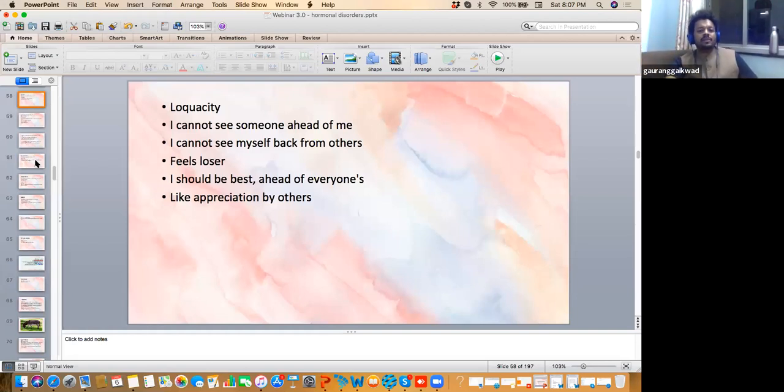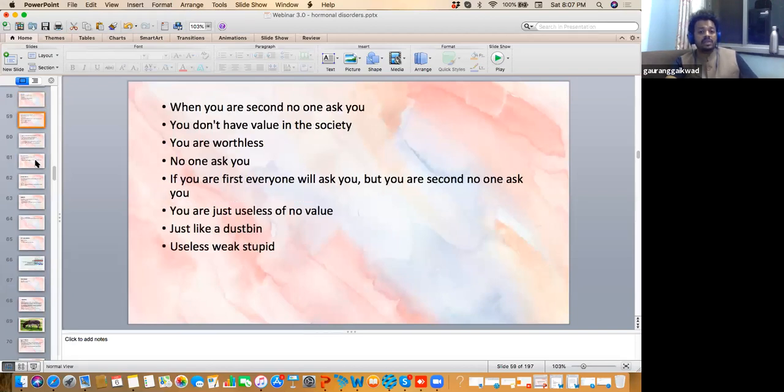I cannot see someone ahead of me. I cannot see myself back. I'm very competitive. I have to go ahead. I want to be the best. I like appreciation. When you are second, no one asks you. You have no value. What is value? I feel worthless or I'm doing very unimportant work. They tell me to clean all utensils, everything. I don't like doing dirty, unimportant work. I feel I'm totally useless, of no value. I feel like a dustbin.